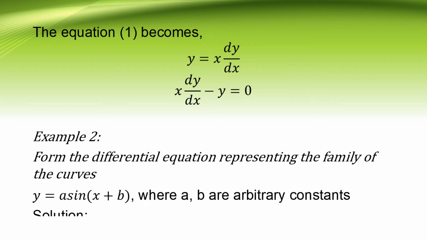Form the differential equation representing the family of curves y equal to a sine of x plus b, where a and b are arbitrary constants. In the first example, we had only one arbitrary constant, so we differentiated only one time. But in this problem, we have two arbitrary constants a and b, so we have to differentiate two times, and only then can we eliminate the arbitrary constants in the given problem.